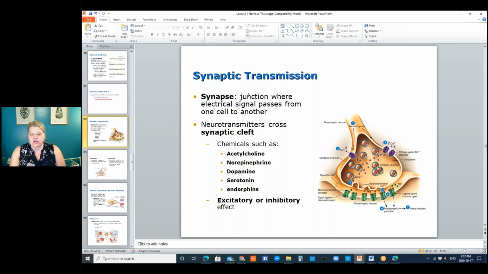So the synapse is a junction where the electrical signal passes from one cell to another. Neurotransmitters cross the synaptic cleft here, and different neurotransmitters such as acetylcholine, norepinephrine, dopamine, serotonin, endorphins, there's many more, can be transmitted to the next cell, the next axon. I'm sorry, not axon, neuron. And they can have an excitatory or inhibitory effect.